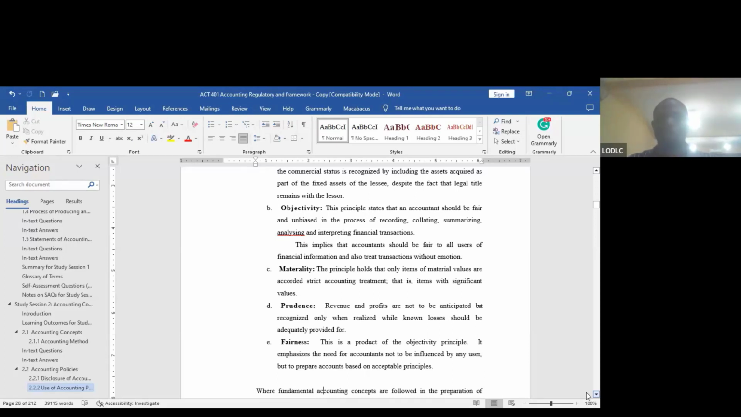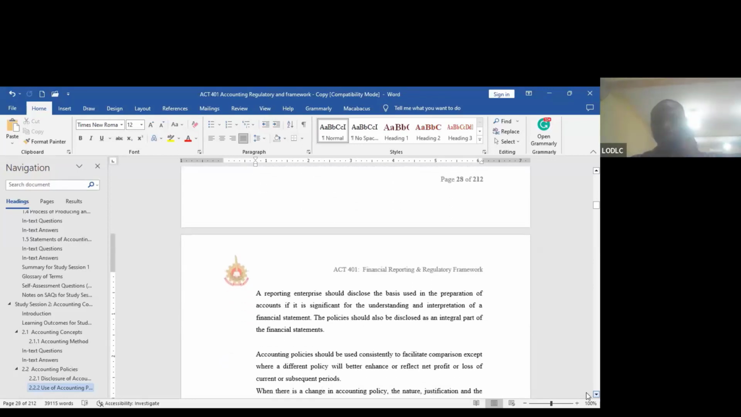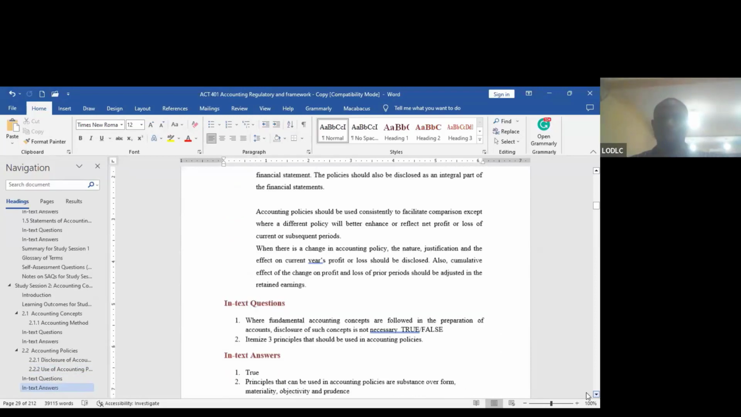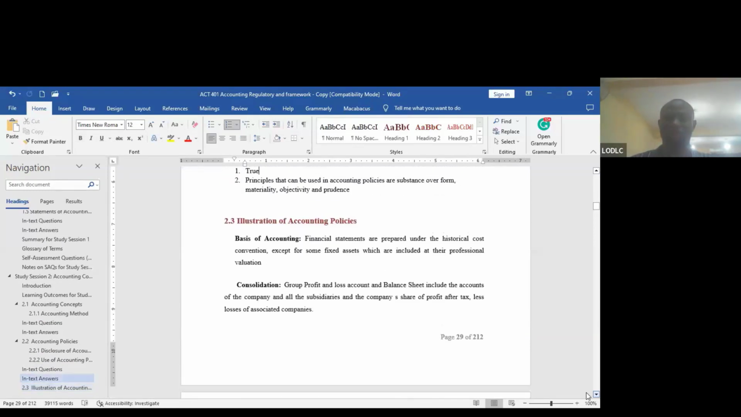Then we have the fairness principle. This is just a product of being objective. It emphasizes the need for the accountant not to be influenced by any users, but to prepare accounts based on acceptable principles. Those are the principles that we need to understand as far as the users of accounting policy is concerned. So this is an illustration of accounting policy.